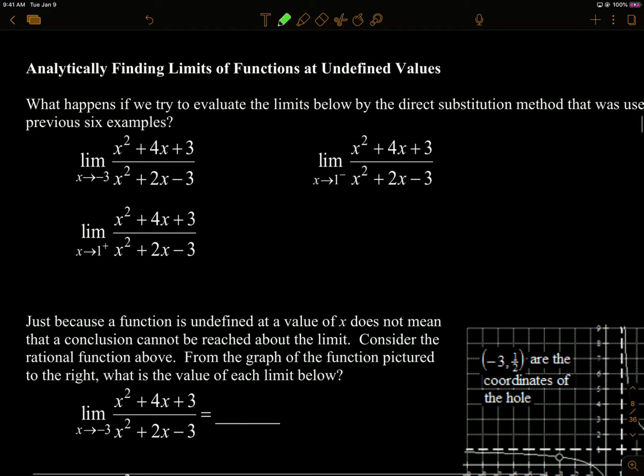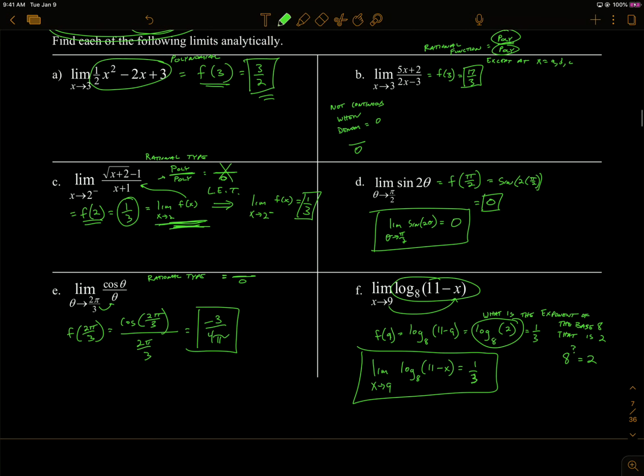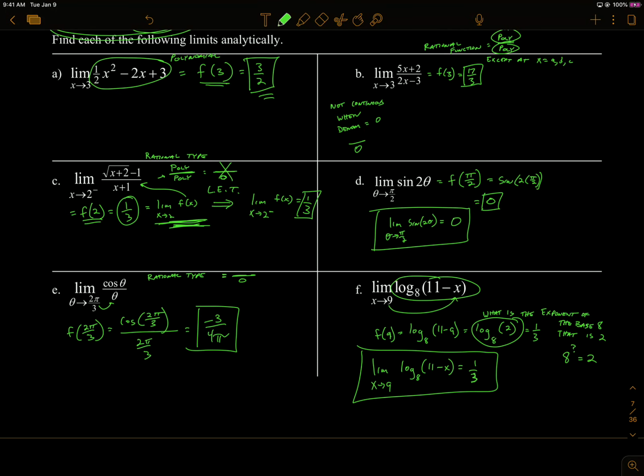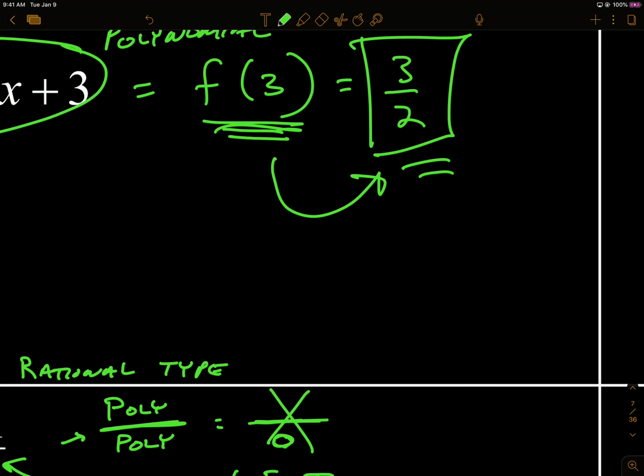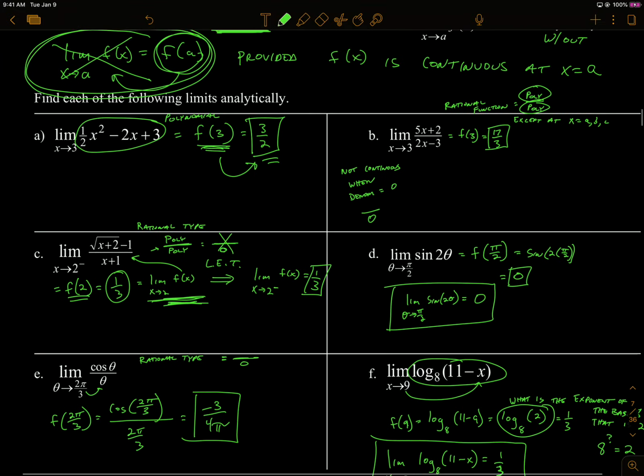Okay? So that brings me to the point that a lot of the limits that you'll see on the AP test, or even by the end of this unit, direct substitution will fail. But you still have to try it first. In other words, I plug in f of 3 and I don't get a number. Here I got 3/2, so it worked. It did not fail. But sometimes I'll plug in f of 3 and I won't get a number.